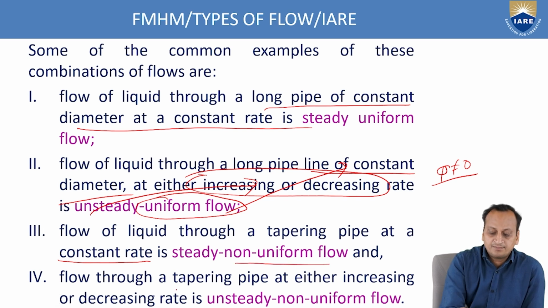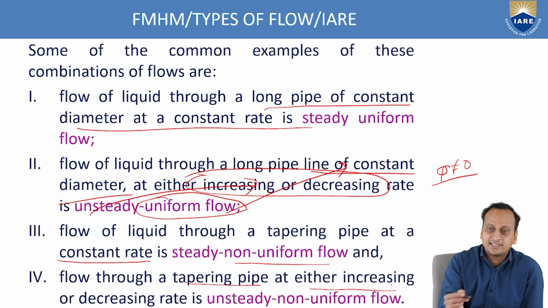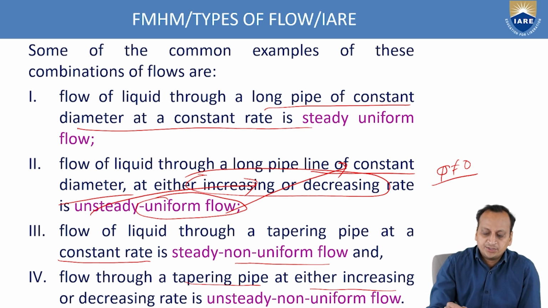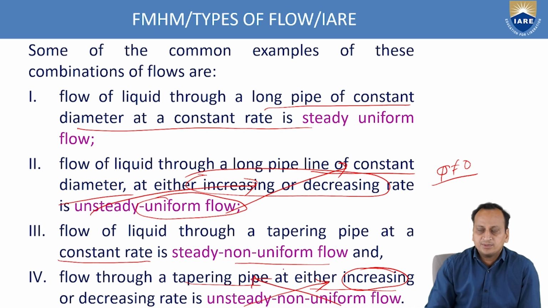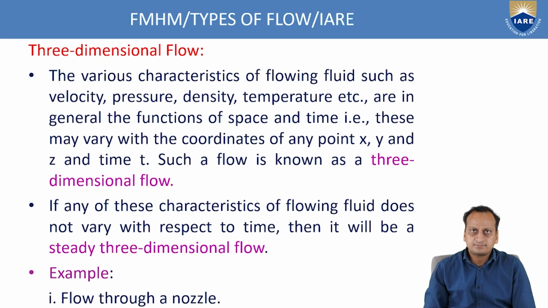Flow through a tapering pipe at either increasing or decreasing rate. Here it is a tapering pipe, and the rate of flow is also increasing or decreasing. So it is unsteady, non-uniform: unsteady due to the variation in flow rate, and non-uniform due to tapering of the pipe. So with this, we can remember these four classes of flows.